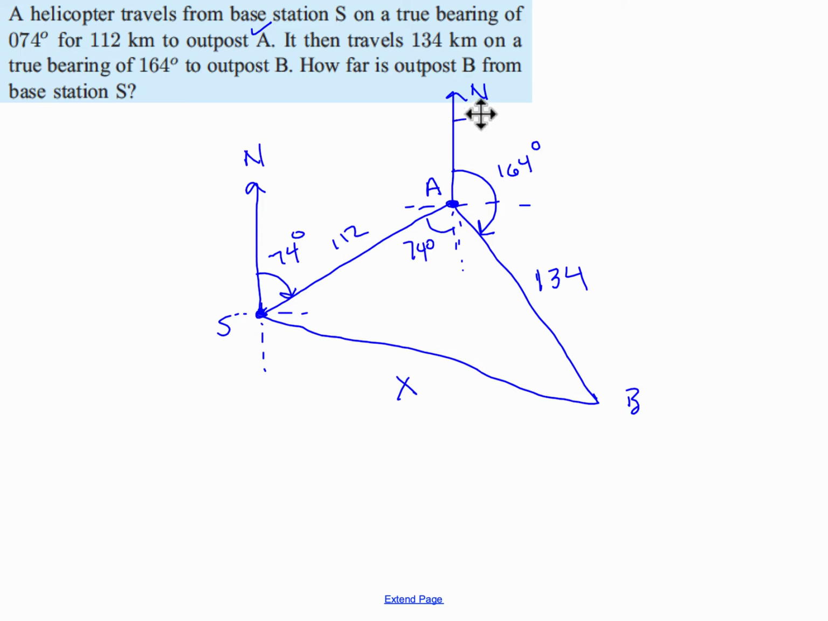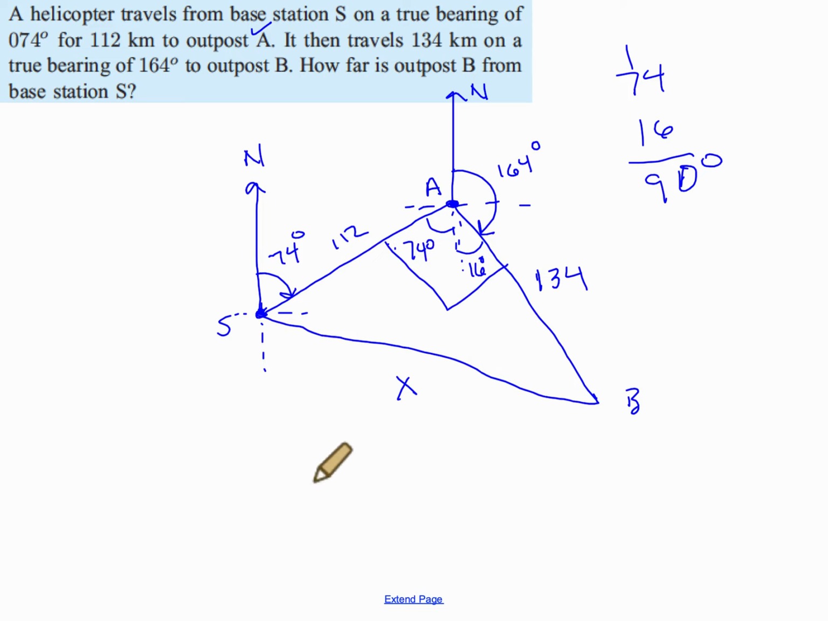And also, we know from north all the way around to south is 180 degrees. Now I'm going to undo that because I don't want our picture to get messy, but that's 180 degrees. And from here to here is 164, so that means this angle must be 16 degrees. And holy smokes, what's 74 plus 16? I believe, kids, it is 90 degrees. So what we have here is a right triangle.